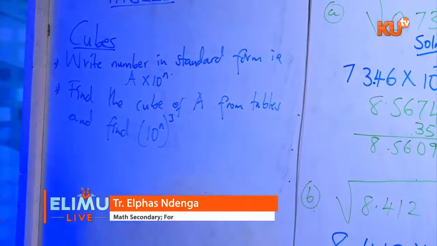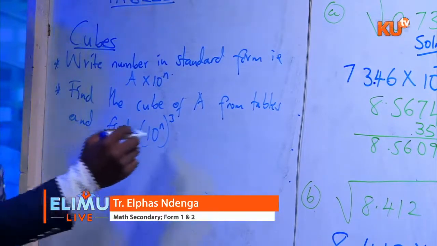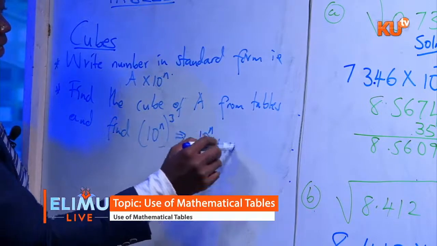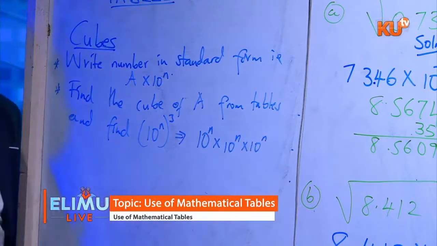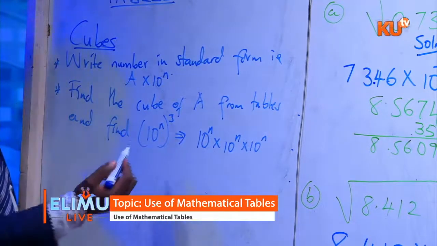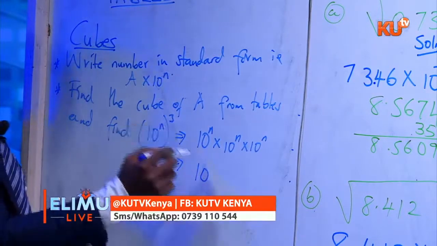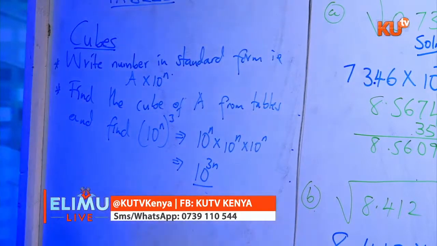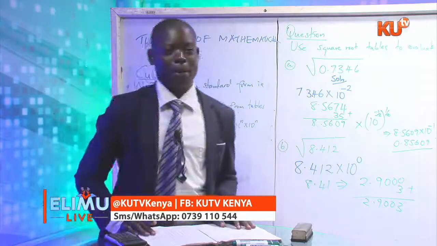And again, because Topic 1 is before indices, the steps will be 10 power n cubed means 10 to the n, 10 to the n, 10 to the n, 3 times. But after learning indices, you simply take this as 10, then multiply 3 by n to have 3n. Whichever level you are in, whether you are before indices or after indices, that's how you work out cubes of numbers.